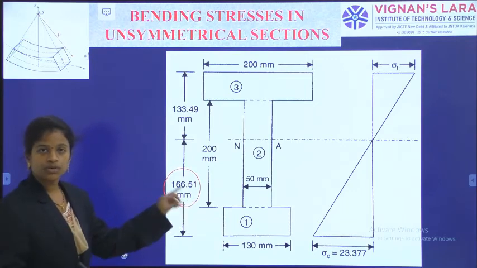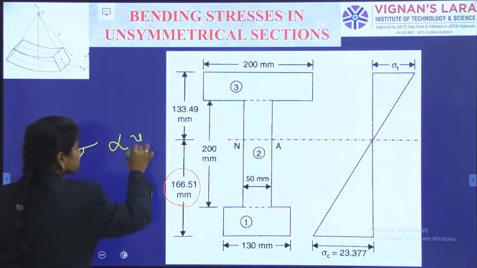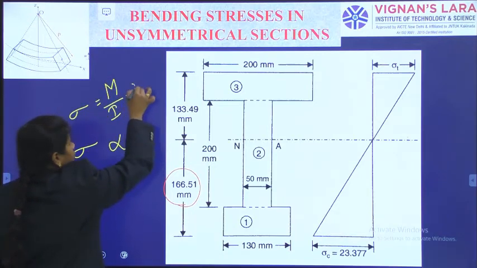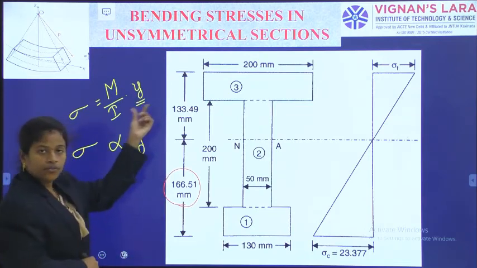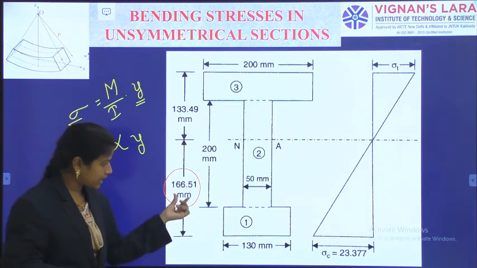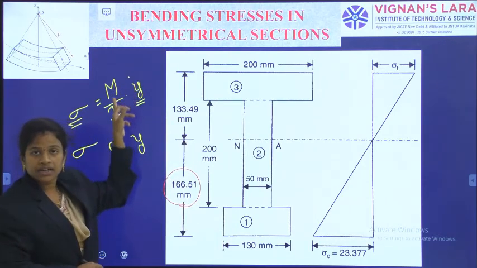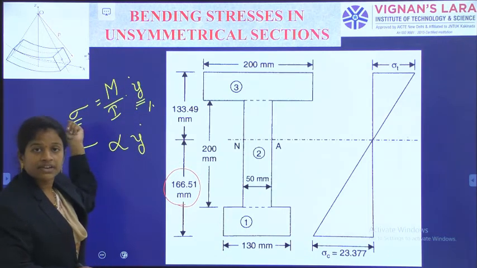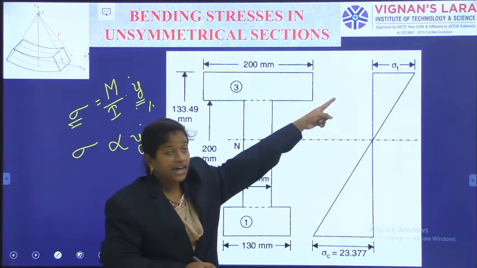This one is more, as sigma is directly proportional to y. See here, sigma is equal to M by I into y. Like that only we have given, right? When we increase y, you will get more sigma. For this bottom portion, y is more, as M and I are the same. The overall moment of inertia is the same. When y is more, sigma will be maximum. For the bottom only, the corresponding answer came higher compared to the top.